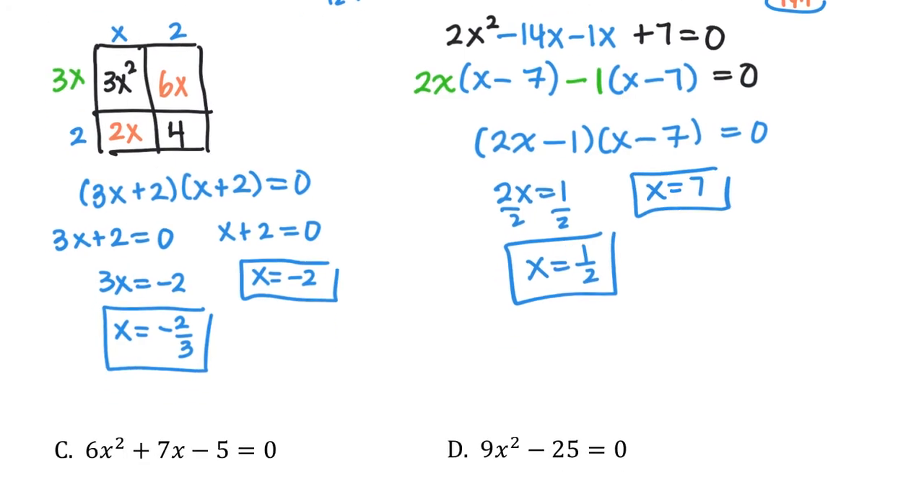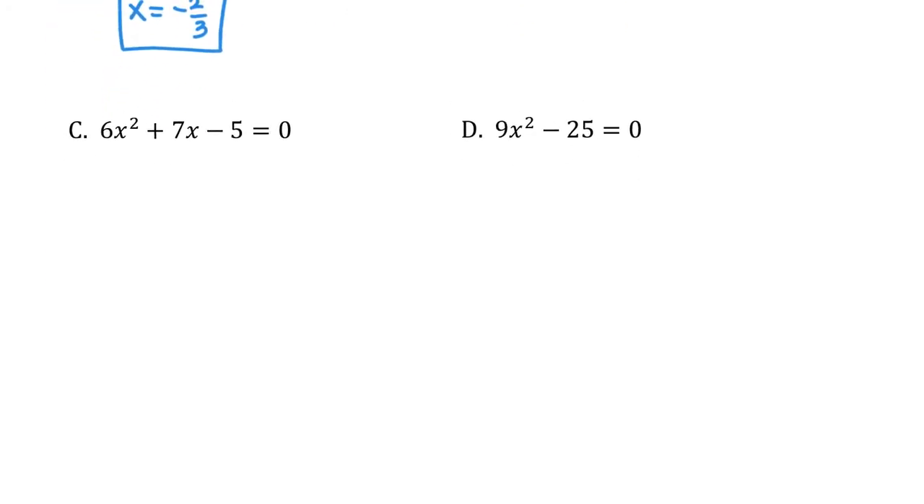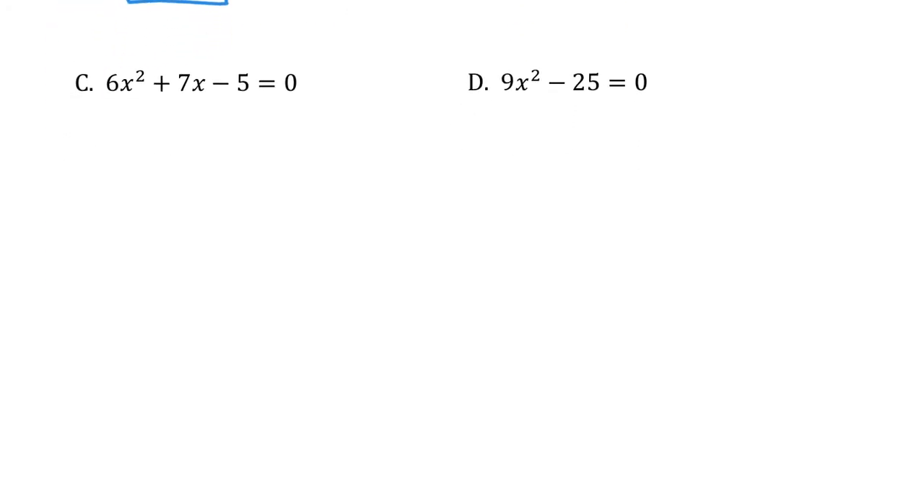Okay, we're going to do 2 more. For c, 6x to the second plus 7x minus 5. Group or box, whichever you prefer. I think I'm going to group again. So I'm going to keep the first term the same, last term the same, and it does equal 0.